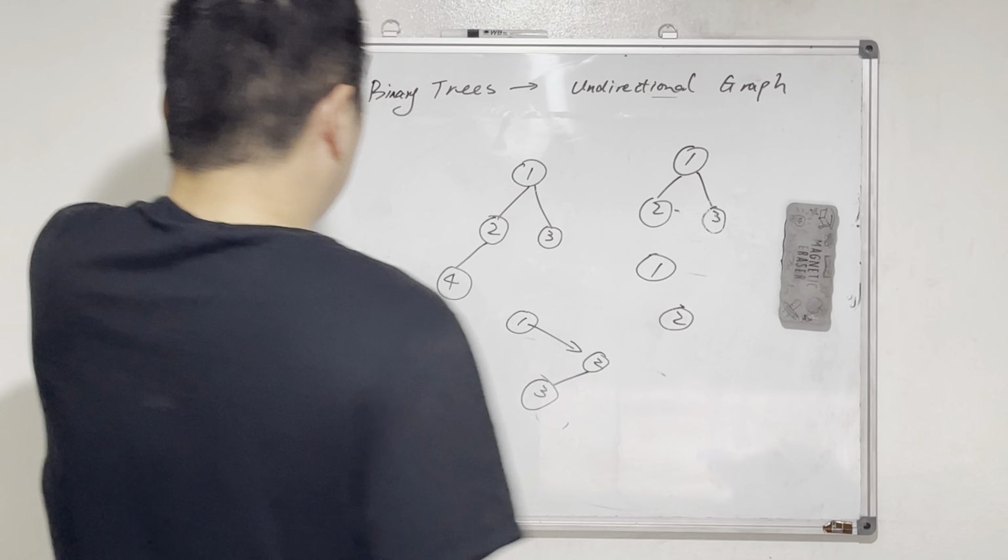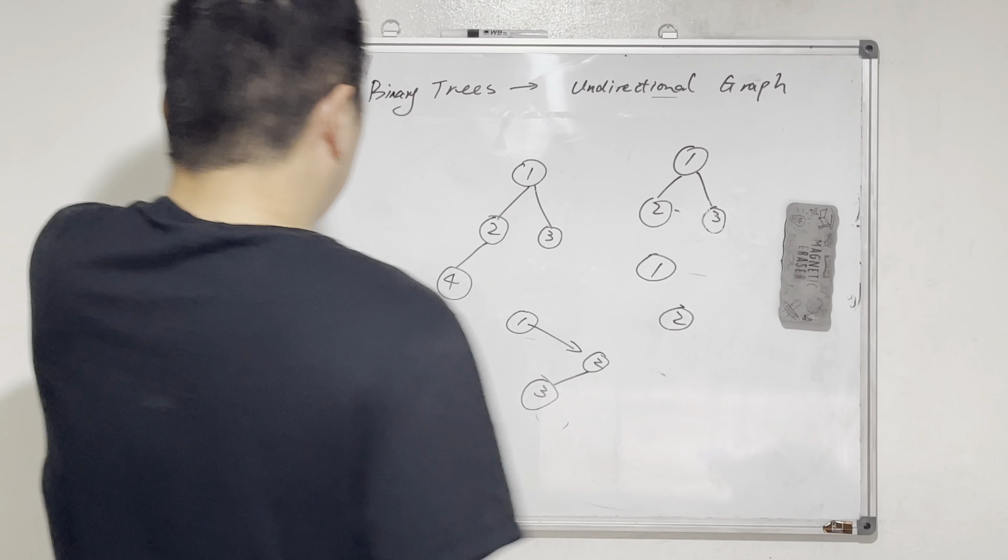Acyclic. What does it mean? Cyclic means going round and round. Acyclic, what does it mean? No, the opposite. Cyclic means it goes round and round.